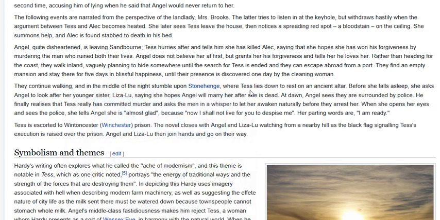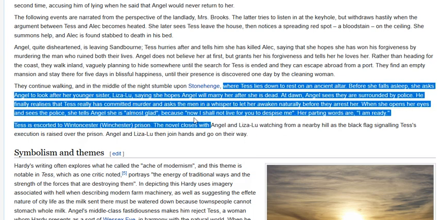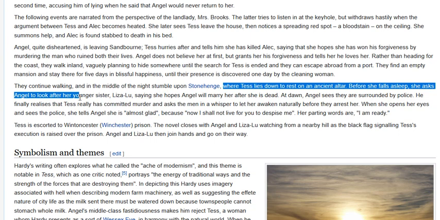Stonehenge, where Tess lies down to rest on an ancient altar. Before she falls asleep, she asks Angel to look after her younger sister, Liza-Lu, saying she hopes Angel will marry her after she is dead.